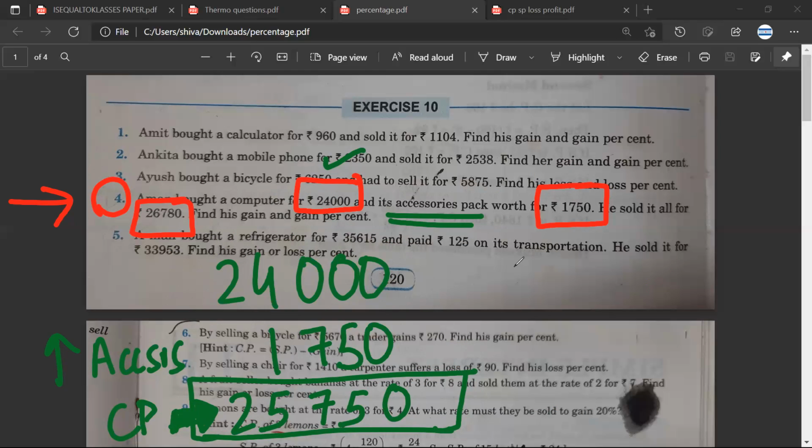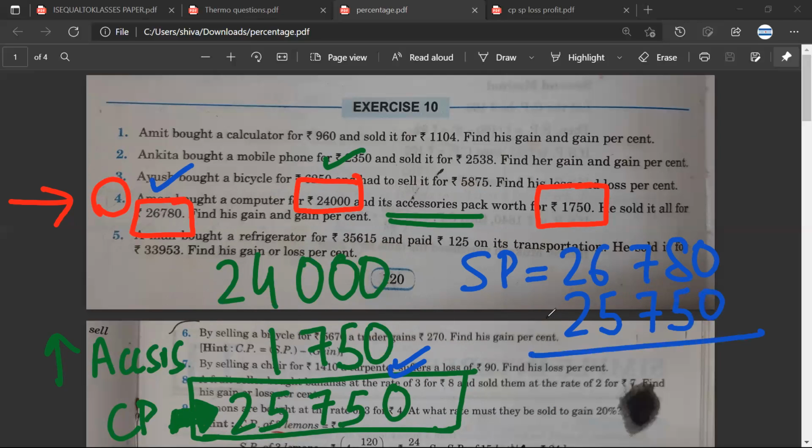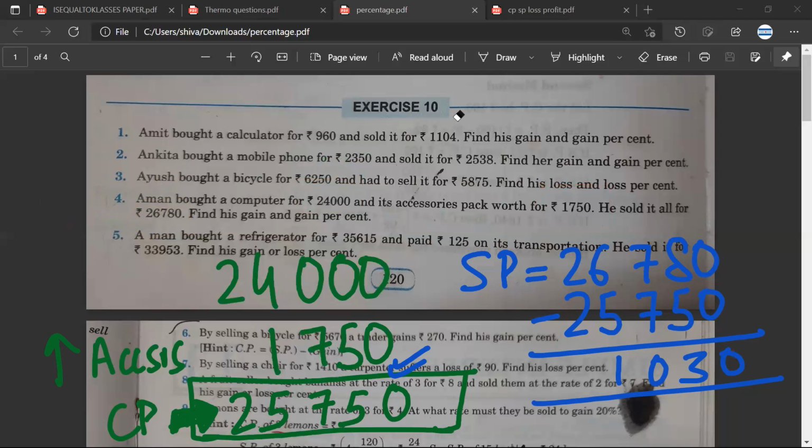Yeah. Now he has sold it for 26,780. His SP is 26,780, and his consolidated cost price after adding the accessories is 25,750. So when we subtract, this is the profit that we will get, 1030. Sarthak, is it correct? Mr. Aryaman, is it correct? Yeah. So this is the profit that he has made.